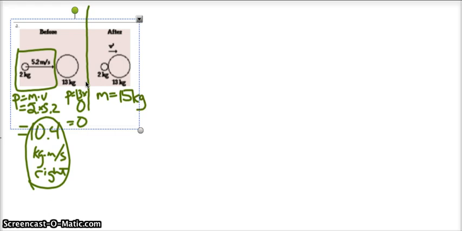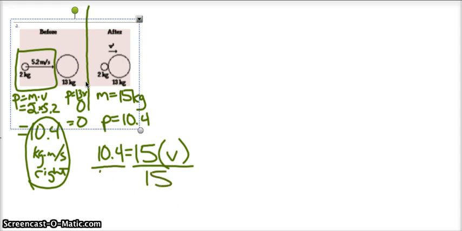Their combined momentum is going to be equal to the combined momentum of before, so the total momentum is still 10.4. So if P equals 10.4 and mass equals 15, we can solve for V by dividing it by 15. And the answer is, I believe, 0.69 meters per second to the right.